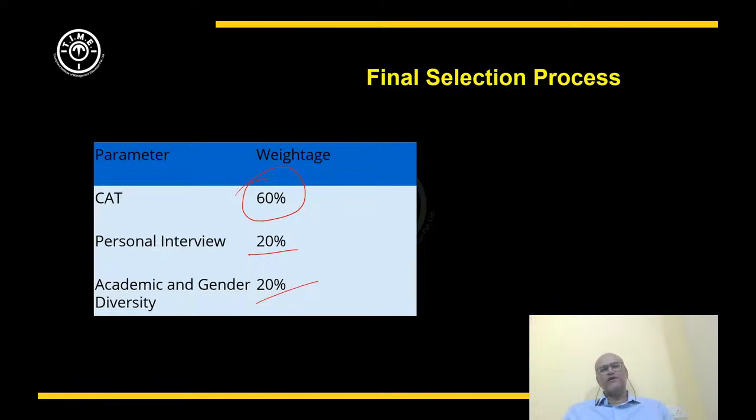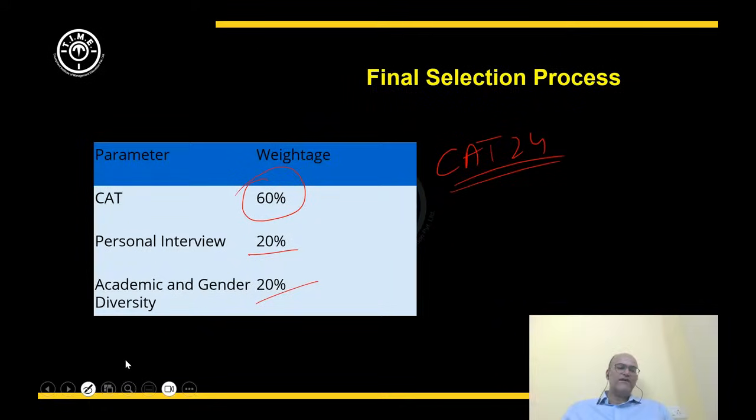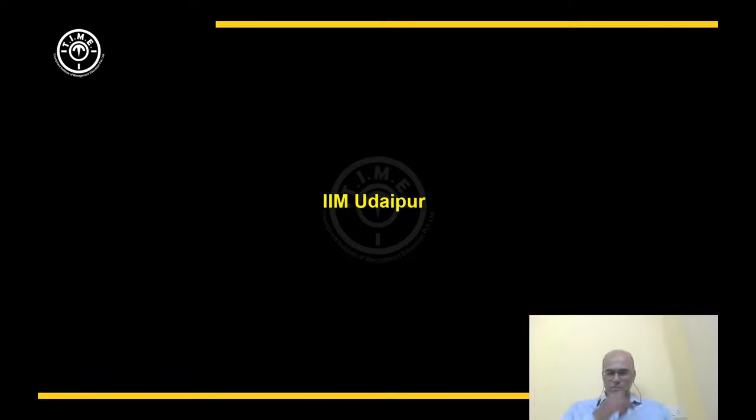This year also IIM Rohtak is expected to carry out the admission process on their own. And I want to reiterate, this is the CAT 24 process. The CAT 25 process will be out in the next few weeks. So do keep an eye on IIM Rohtak. And if you are interested, the moment their application form comes out, make it a point to apply to them.